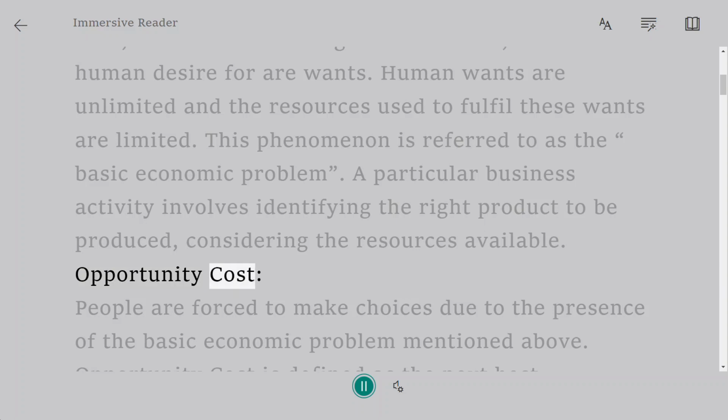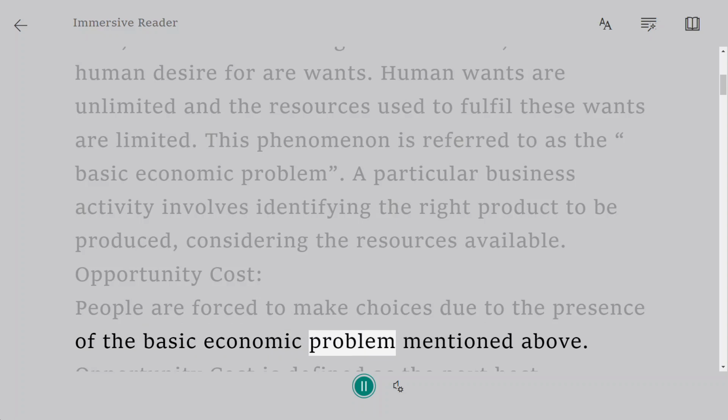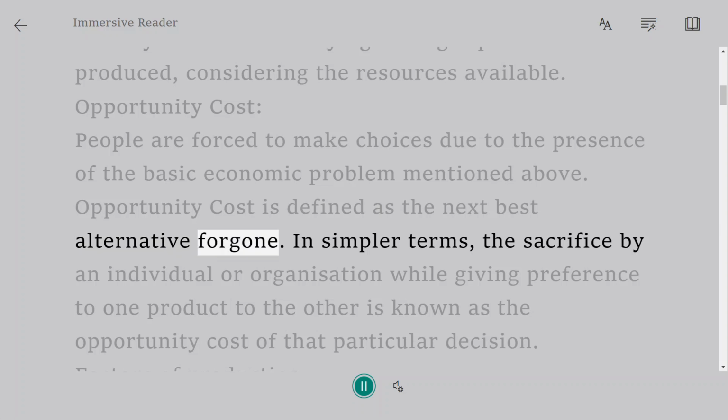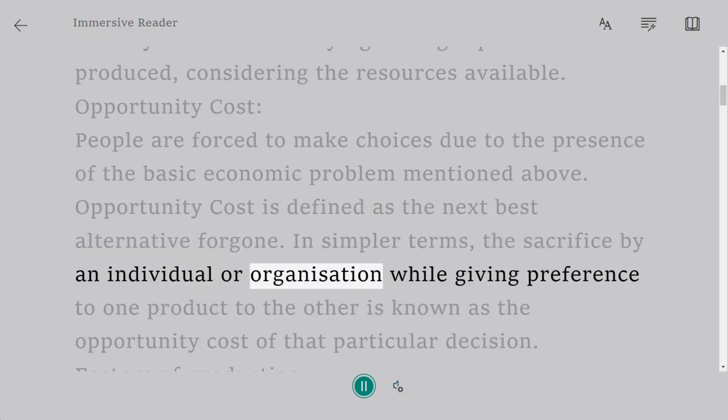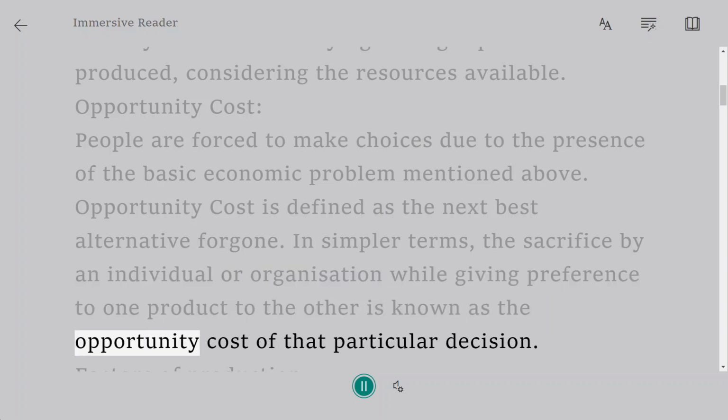Opportunity cost. People are forced to make choices due to the presence of the basic economic problem mentioned above. Opportunity cost is defined as the next best alternative forgone. In simpler terms, the sacrifice by an individual or organization while giving preference to one product over the other is known as the opportunity cost of that particular decision.